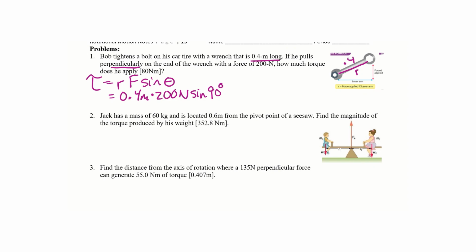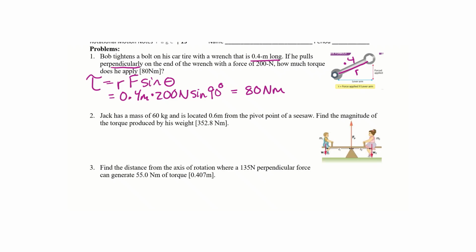So if I multiply all of that out, sine of 90 goes to 1. 0.4 times 200 is 80. I get 80 newton meters. That is the unit of torque, the newton meter. The newtons come from force, the meters come from the lever arm.